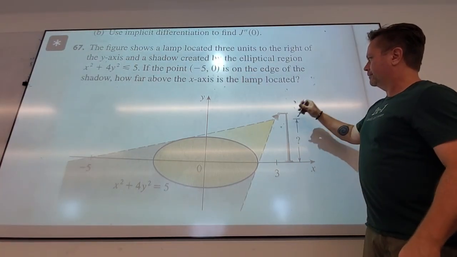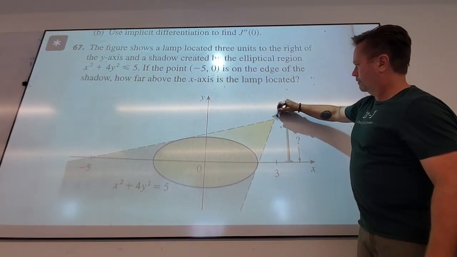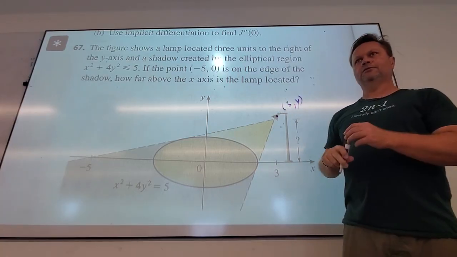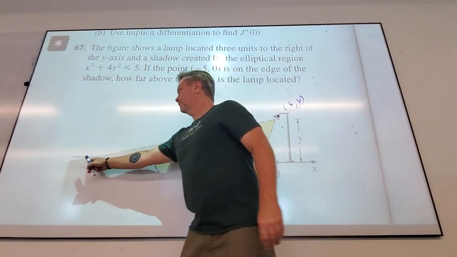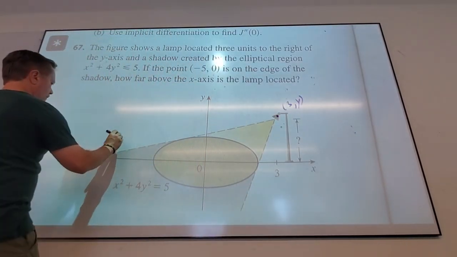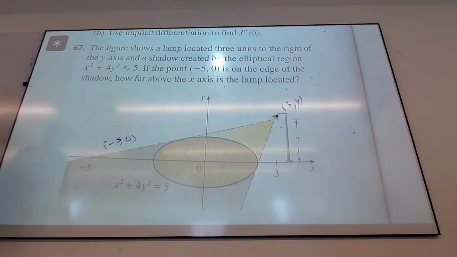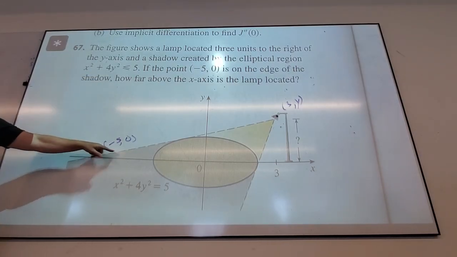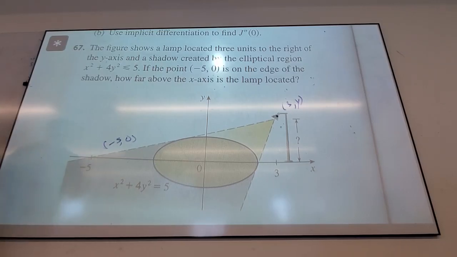What's this point? The x is 3, but 3y. Is that cool? What's this point? -5, 0, yes? Could you figure out the slope between those 2 points? You have a slope from this, and you have a slope from this. That should be maybe enough to get you going, okay.